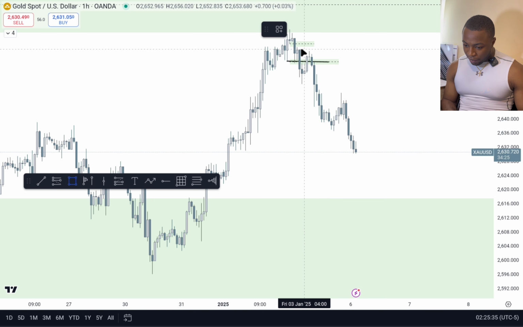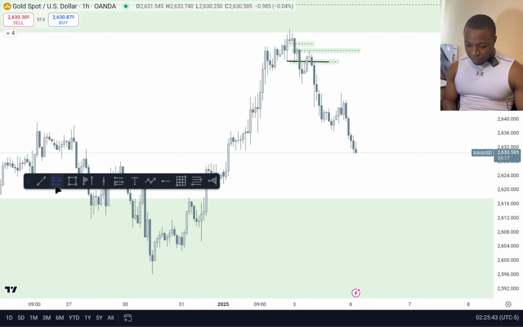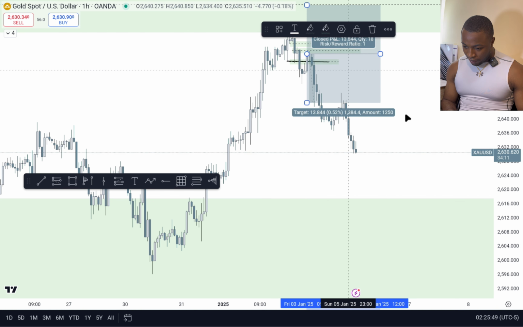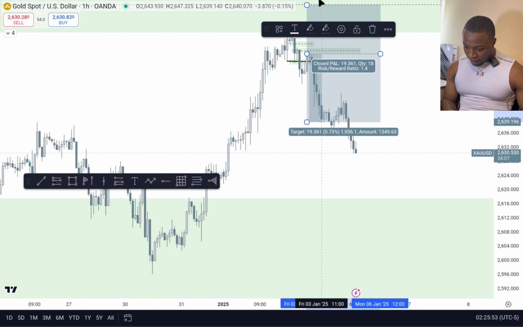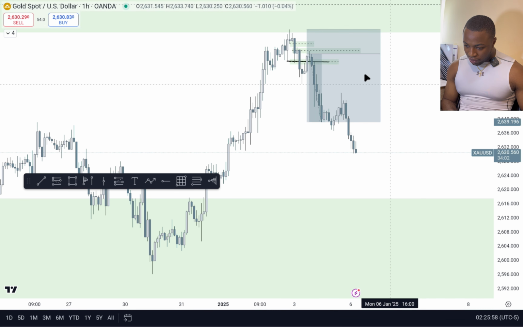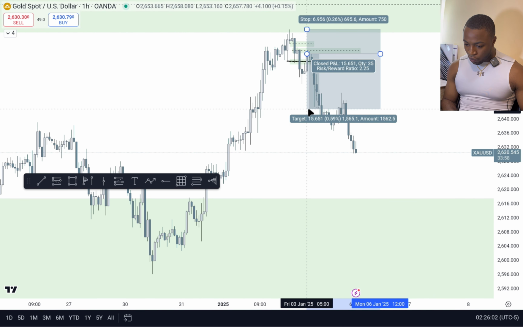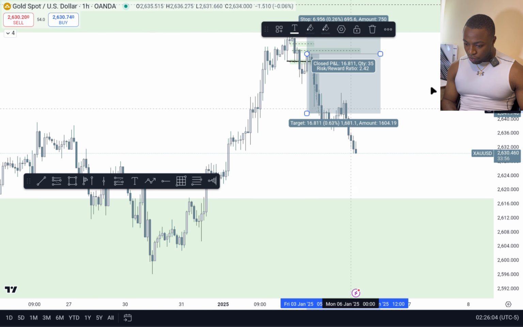But I didn't take from the first fair value gap because price gave us two fair value gaps. So I personally don't believe price is going to retrace back into the first one. So what I did was I took my sell from this other block here. I believe I closed my profit here. I closed my trade here, and my stop loss was above this high. So I was targeting a 1 to 2.5 here, which was around here.